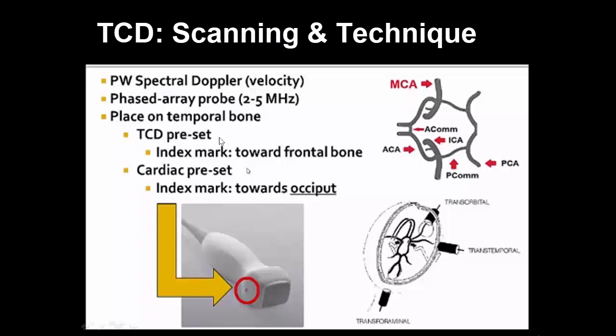If we have a TCD preset on our machine, the index mark will be faced towards the frontal bone or the patient's eyes. If your machine does not have a TCD preset, you can use the cardiac preset. Just know that the index mark will need to be pointed towards the patient's occiput or the back of their head.